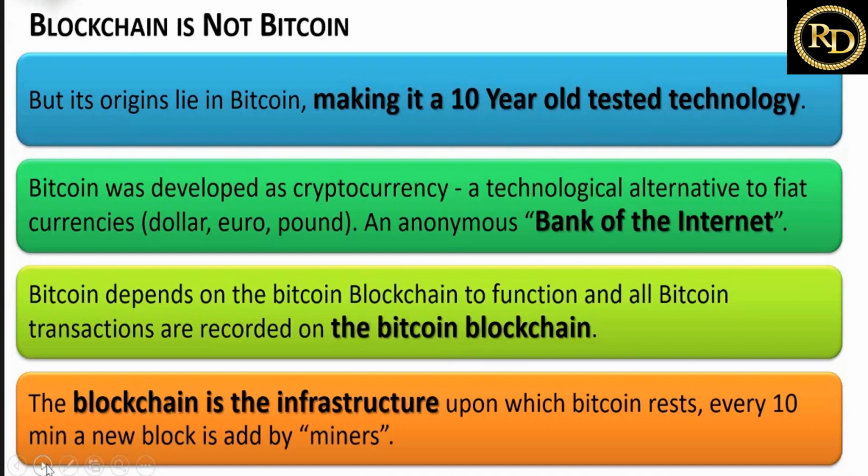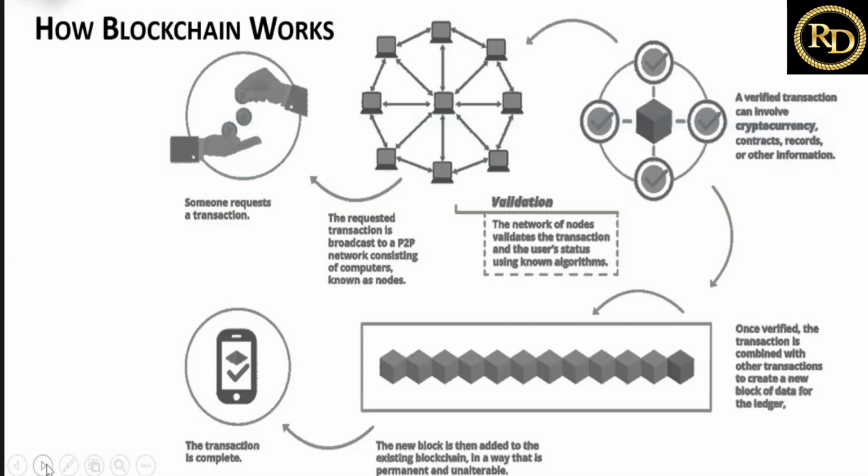So blockchain is nothing but an infrastructure upon which Bitcoin rests. Every 10 minutes, a new block is added by the miners on the Bitcoin blockchain. This is what the relationship between Bitcoin and blockchain is all about. Now let's understand how blockchain works.